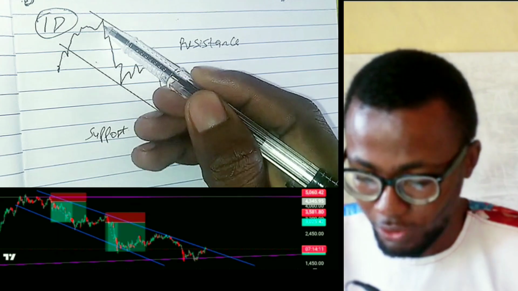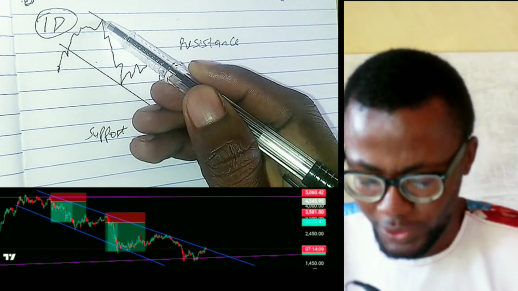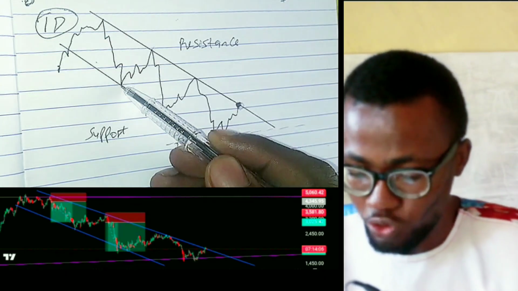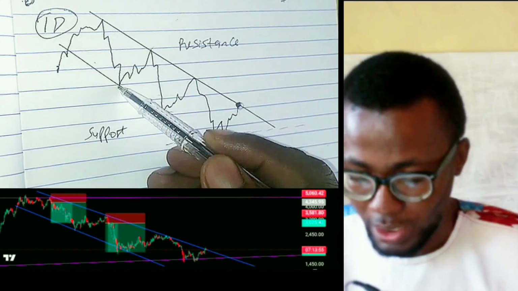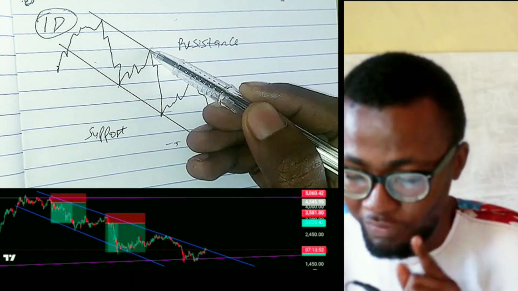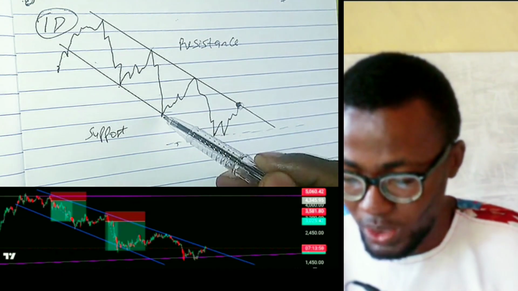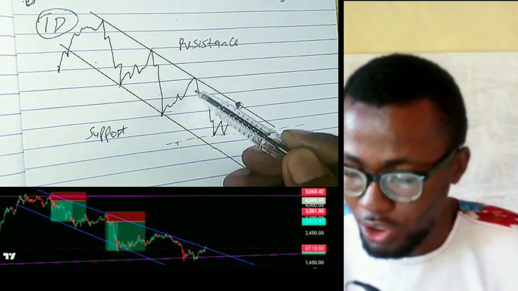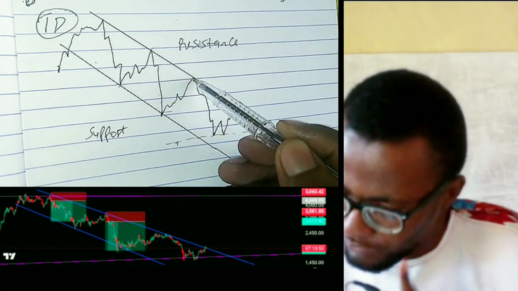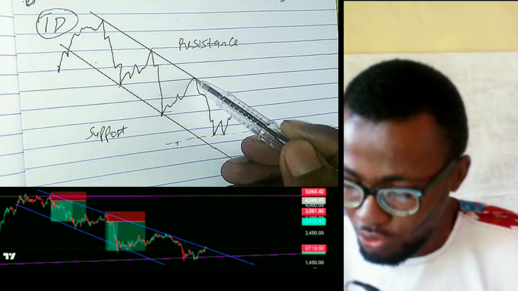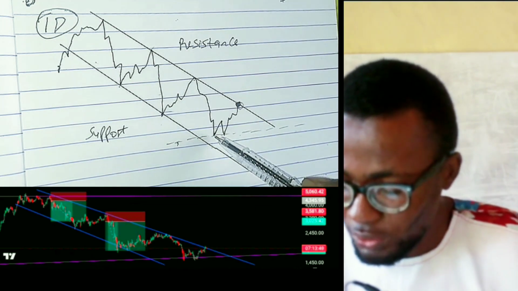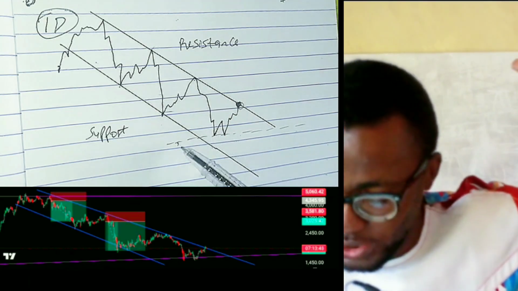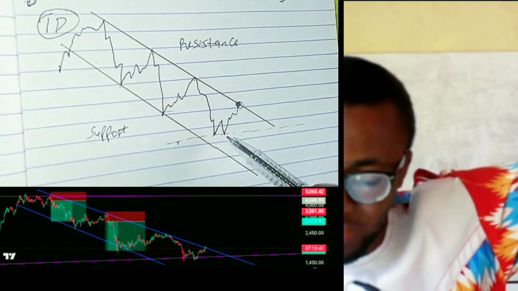So as it went up, the resistance prevented it from going up more. As it was going down, the support prevented it from going down more. As it's going up, the resistance prevented it from going up more. As it was going down, the support prevented it from going down more. As it's going up, the resistance prevented it from going up more. As it's going down, it has not yet gone down fully. So the support from the higher time frame, which is this red line, prevented it from going down more.